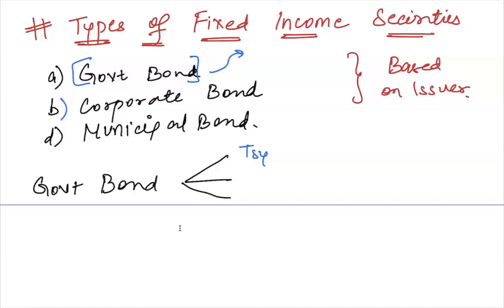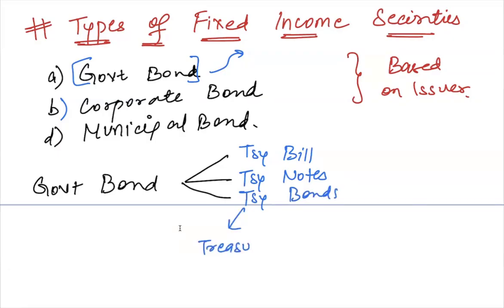So we have treasury bills, then we have treasury notes, then we have treasury bonds. So these are treasuries, T-R-E-A-S-U-R-Y. Sometimes people write it this way. So let's say, what is a treasury bill? Let's say the maturity is between 1 month to 1 year.